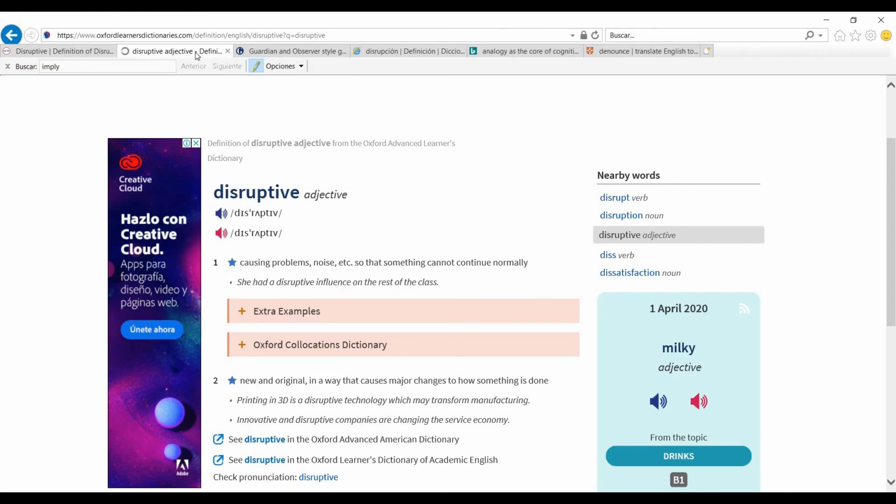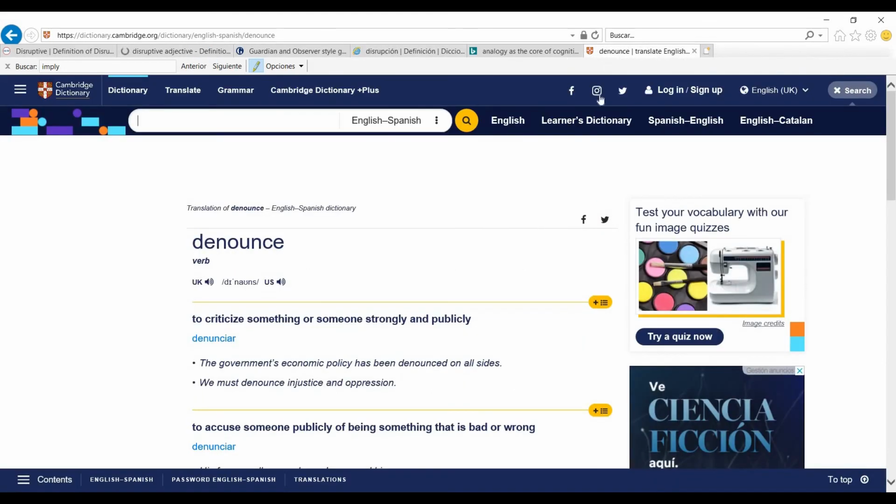Other words, apart from the ones I gave you, like vocational, convenient, residential, and liberal, there's also denounce, que no es denunciar, pero desafortunadamente si la buscamos acá en el Cambridge Dictionary, que es Spanish English, me va a decir denunciar. Pero acá me está diciendo que denounce es criticar. Criticar no es denunciar. Son cosas completamente diferentes.